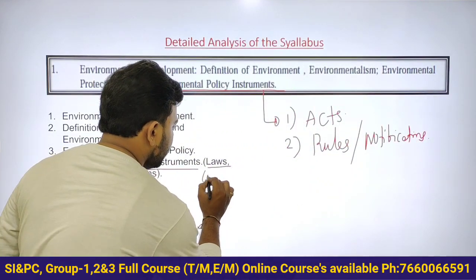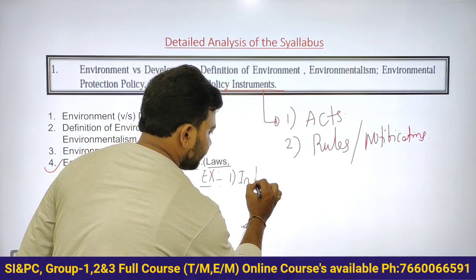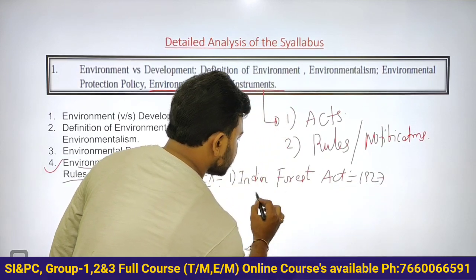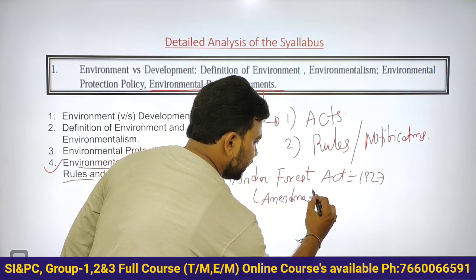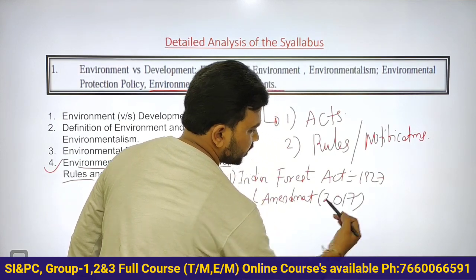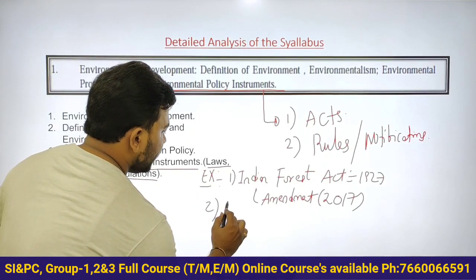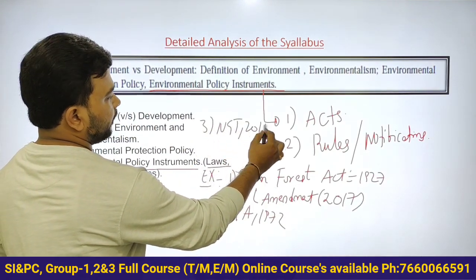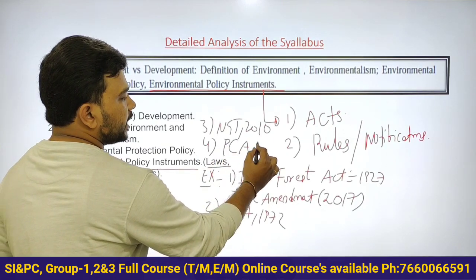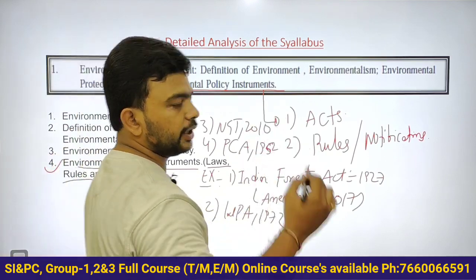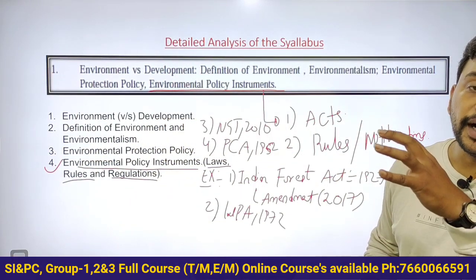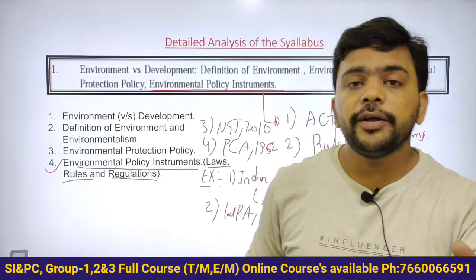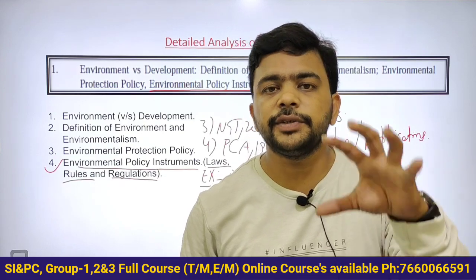For example, we have the Indian Forest Act 1927, and this Indian Forest Act was amended in 2017. What is this amendment? Then second is the Wildlife Protection Act 1972. Then the National Green Tribunal Act 2010. Then the Prevention of Cruelty to Animals Act 1962. Like the different types of laws passed by the Indian Parliament, we will discuss these as part of the environmental policy instruments. Like we have the National Biodiversity Act 2002, like we have the Forest Conservation Act 1980.